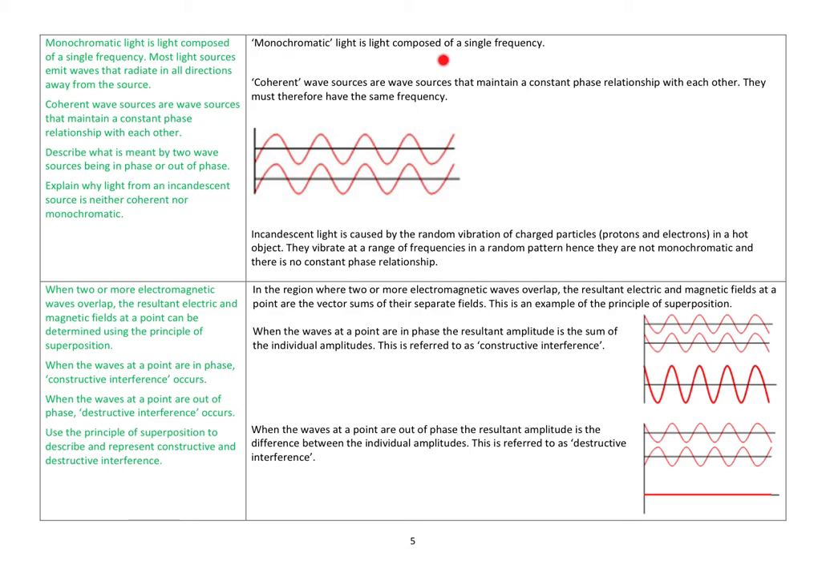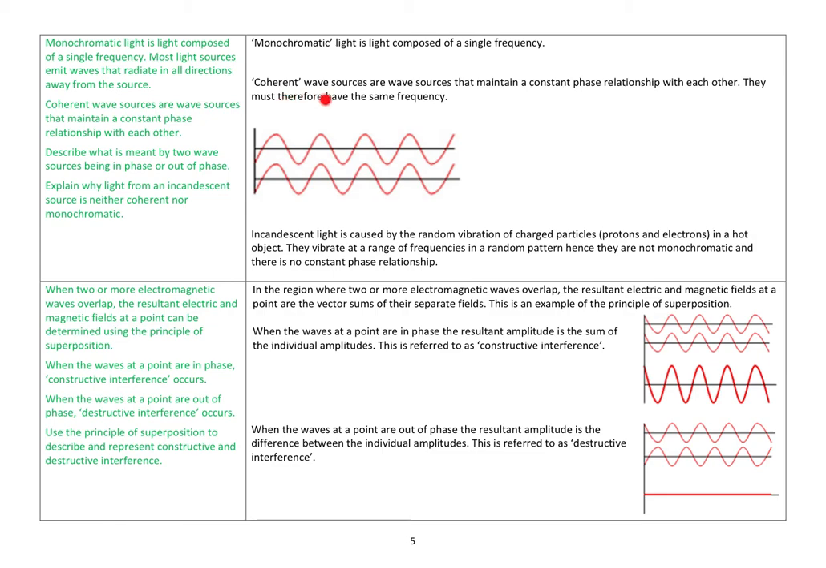Monochromatic light is composed of a single frequency. So if we think back to the electromagnetic spectrum in the last video, each colour has a unique frequency and a unique wavelength. So where we have monochromatic light, it's just composed of one frequency, therefore one wavelength, therefore one colour, therefore one amount of energy. We'll get more onto the energy stuff later on, but I did mention that when we talked about the spectrum.